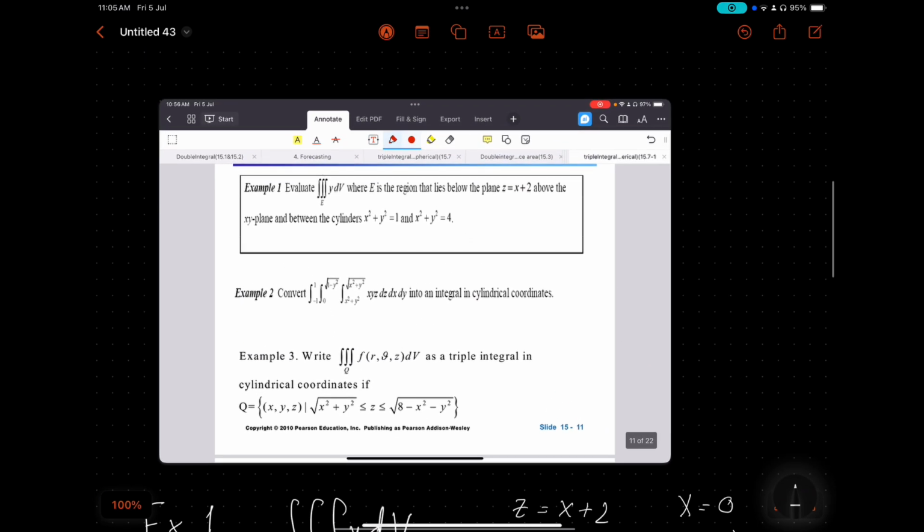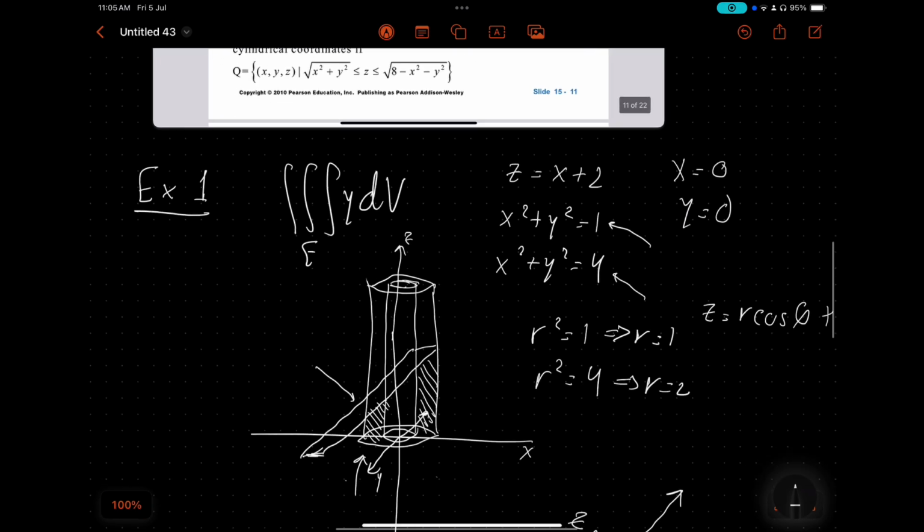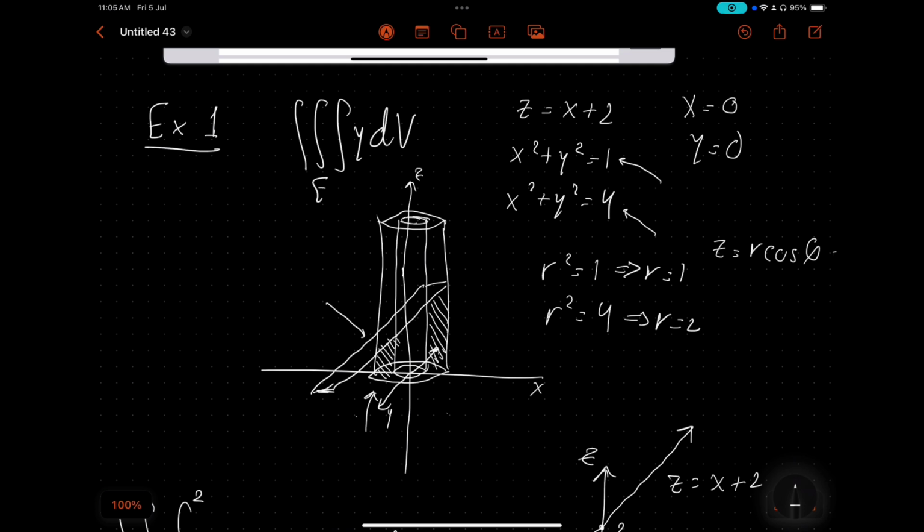Okay. And so the volume is going to be something like this. Let me show you how it's going to be. It's going to be something like this. It's going to stop here and continue, and then go all the way here and here. Okay, so this is our volume.